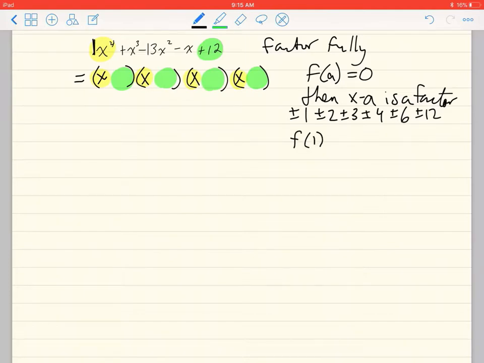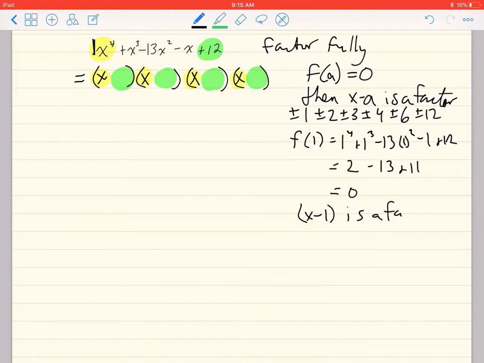So f at 1, we'll try first, and that's going to be 1 to the 4 plus 1 to the 3 minus 13 times 1 squared minus 1 plus 12. So that's going to give us 2 minus 13 plus 11, which equals 0. So look at that. We've already found one that works. So since f at 1 equals 0, then x minus 1 is a factor. Okay, so then we can start up here and say, well, that's x minus 1. That works. And now what we're going to have to do is the synthetic division to see what's left over when we factor that out.